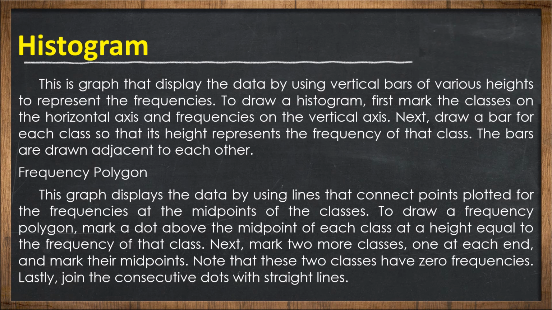Histogram. This is a graph that displays the data by using vertical bars to represent the frequencies. To draw a histogram, first mark the classes on the horizontal axis and the frequencies on the vertical axis. Draw a bar for each class so that its height represents the frequency of that class. The bars are drawn adjacent to each other. The frequency polygon is a graph that displays the data by using lines that connect points plotted for the frequencies at the midpoints of the classes. To draw the frequency polygon, mark a dot above the midpoint of each class at a height equal to the frequency of that class. Then mark two more classes, one at each end, and mark their midpoints.